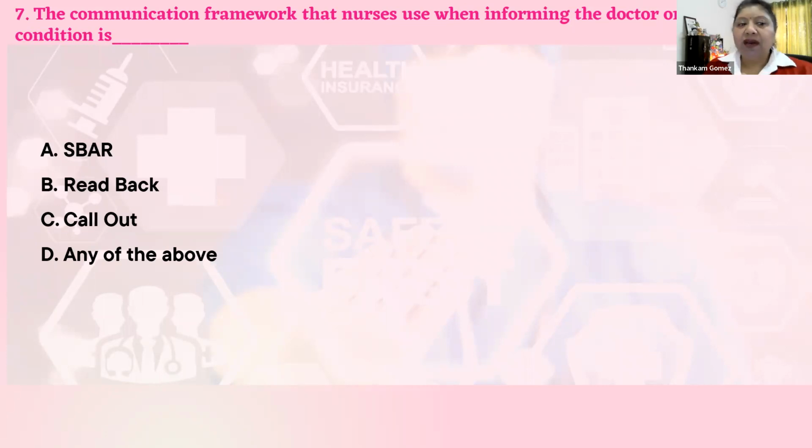It is SBAR. SBAR is internationally known, but I would always add an I to it. That means introduction and identification of the patient. Then talking about the situation of the patient. What is the background, and then what is the current assessment, and what do you want, recommendation or request. So if you follow this pattern, your information can be complete, concise, and accurate. Concise means short, not taking too much time. So that is your SBAR.